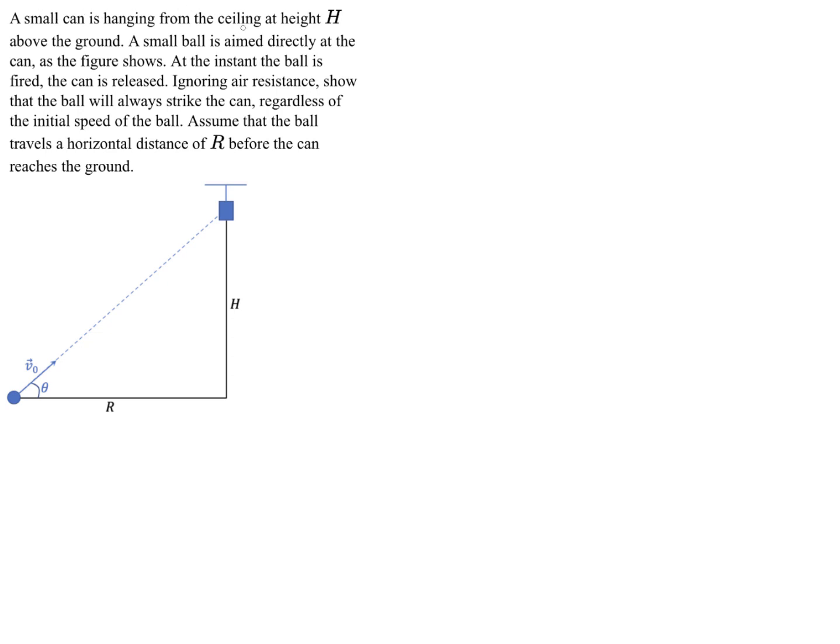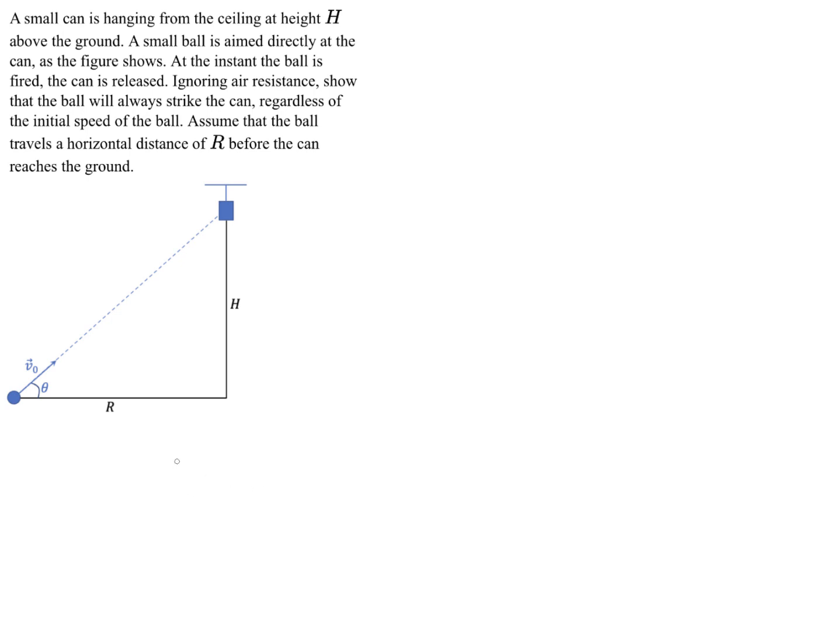A small can is hanging from the ceiling at height h above the ground. A small ball is aimed directly at the can, as the figure shows. At the instant the ball is fired, the can is released. Ignoring air resistance, show that the ball will always strike the can, regardless of the initial speed of the ball. Assume that the ball travels a horizontal distance of r before the can reaches the ground.